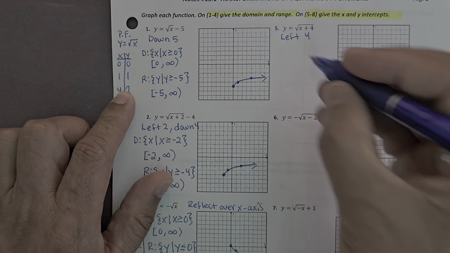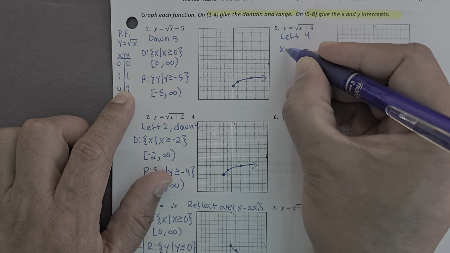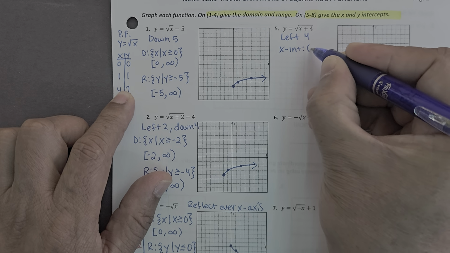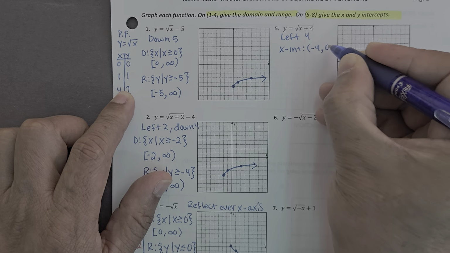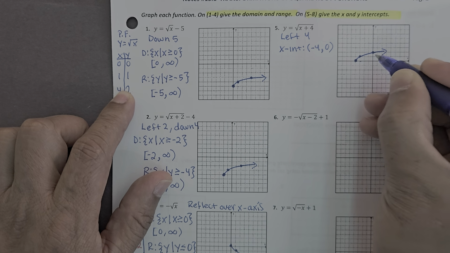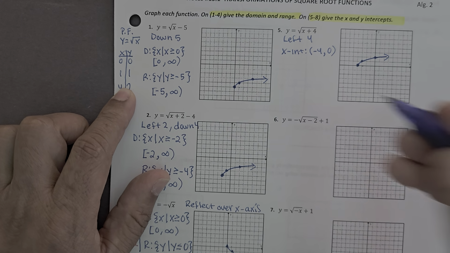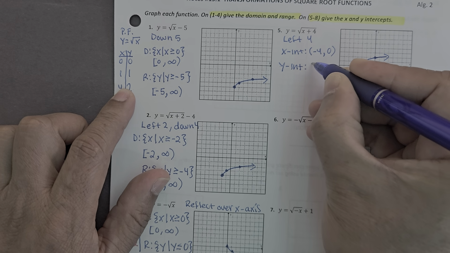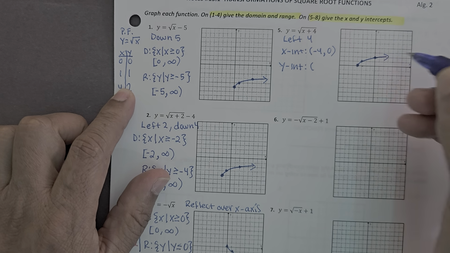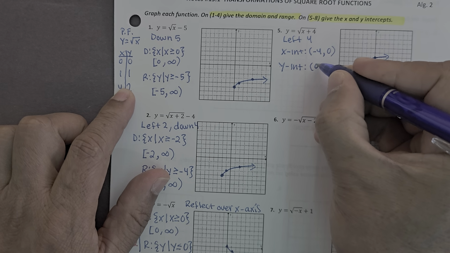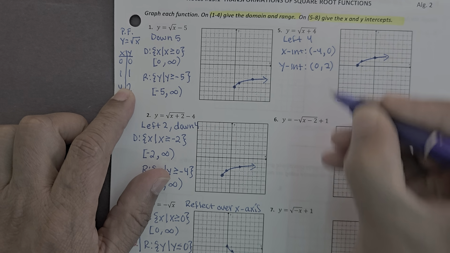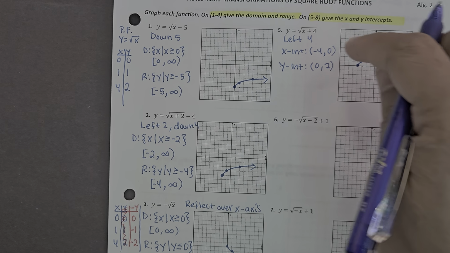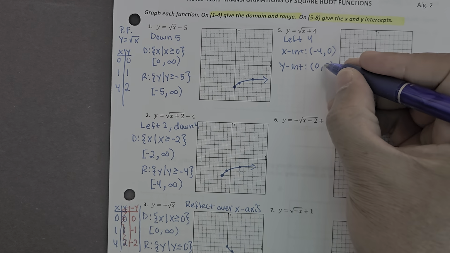So the x-intercept is right on the graph. You don't have to guess it, it's there. It's where x is negative 4 and y is 0. That's this point here. The y-intercept has coordinates, that's this point here. So this is where x is 0 and y is 2. So there we have the transformation, the graph, the x-intercept, and the y-intercept.